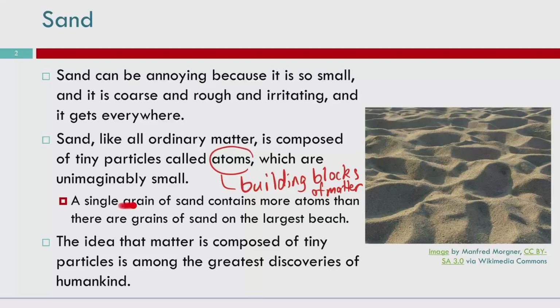If you took a single grain of sand, one little tiny piece of sand, and you counted up the atoms in it, which would take you forever, there are more atoms in that one grain of sand than there are grains of sand on the largest beach in the world. So imagine going to any beach and counting every single individual grain of sand. It would take you your lifetime. There are more atoms in one grain of sand.